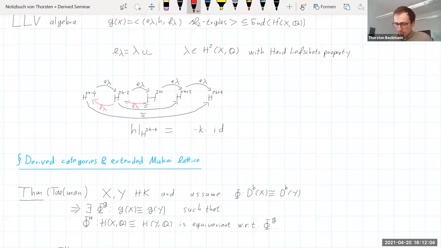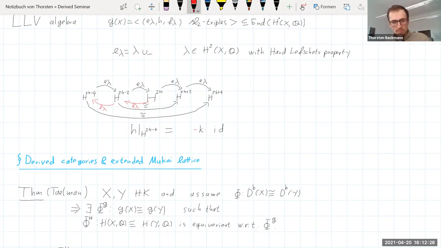So let us consider two hyperkähler manifolds, X and Y, and we assume that we have a derived equivalence between these two hyperkähler manifolds. So phi is the derived equivalence. And then what Taelman proved is that there exists a natural Lie algebra isomorphism between the Looijenga-Lunts-Verbitsky Lie algebras. So there's an isomorphism between g_X and g_Y.